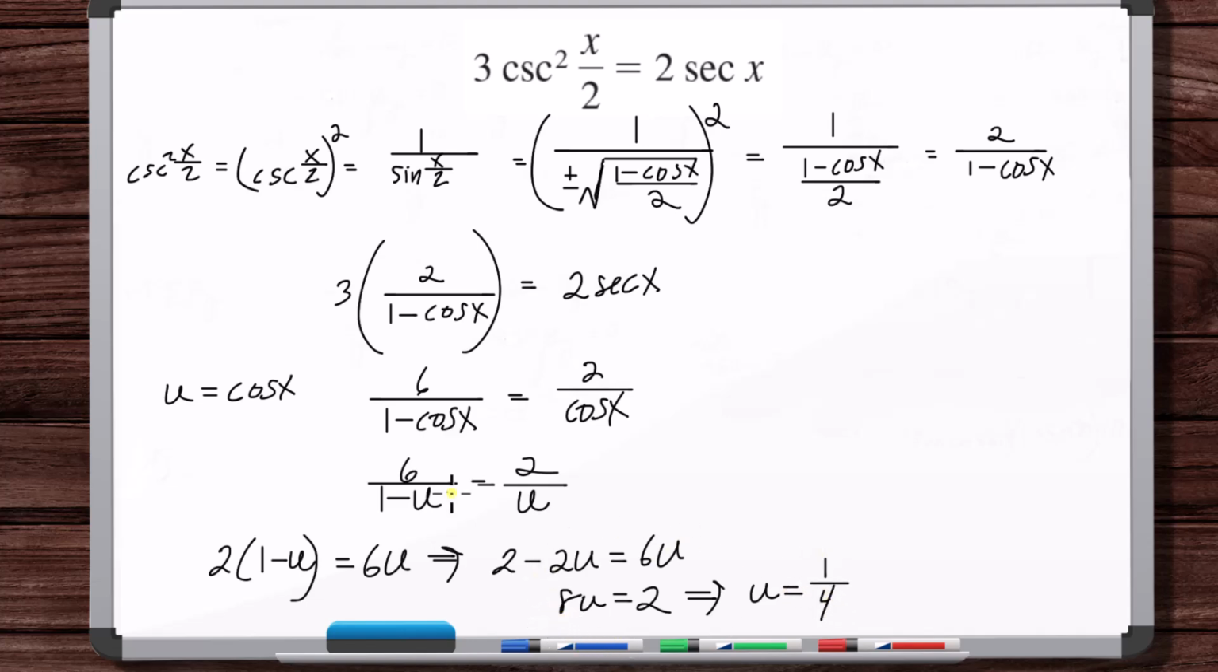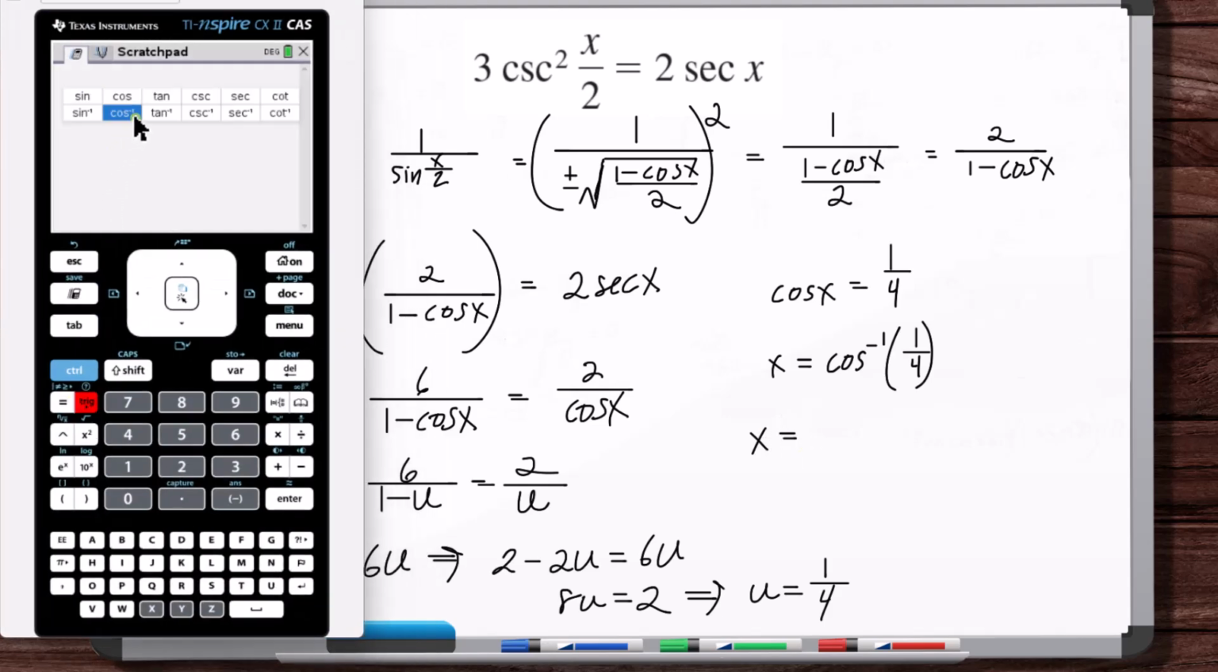And we need to check to see if that's a domain issue. No. So we've got u is equal to cosine x. So cosine x is equal to 1/4. So x is equal to inverse cosine of 1/4. So, okay. Let's see. We've got 75.5, and we have positive 1/4, so that's going to be one angle, 75.5.